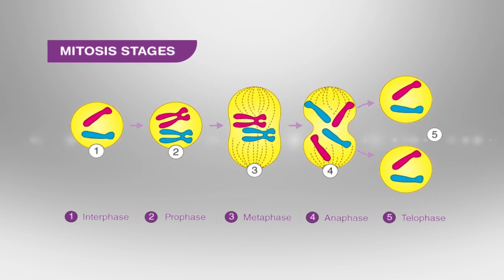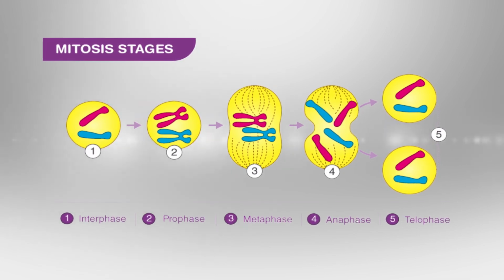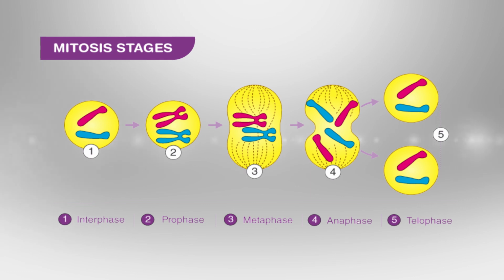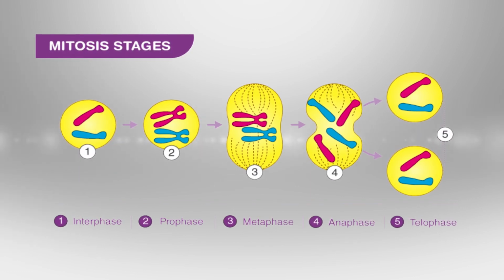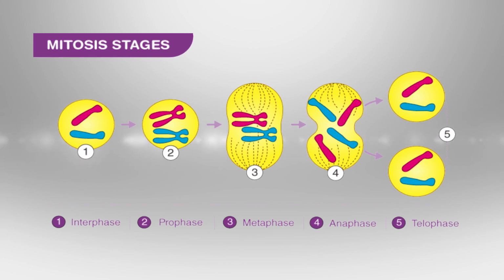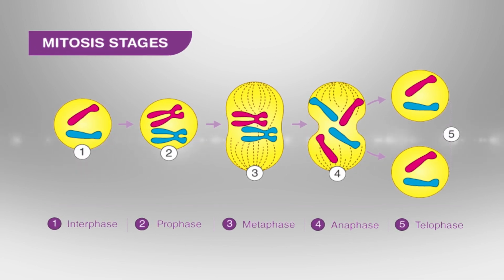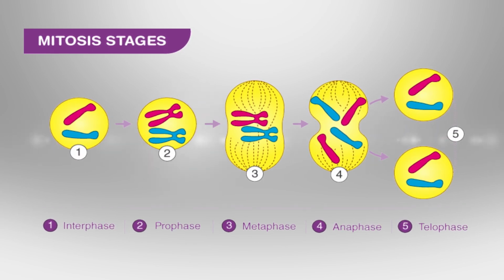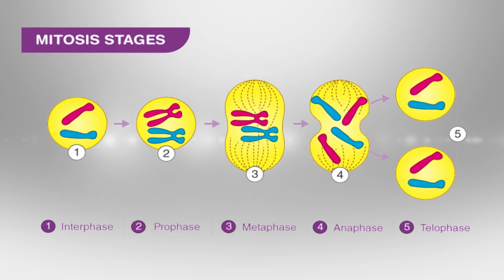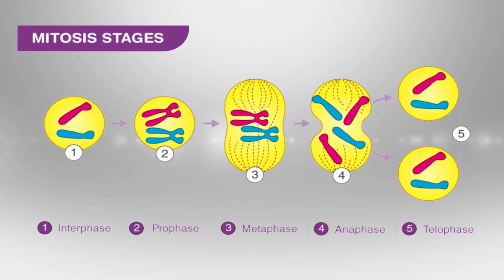Mitotic phase, this is another phase that we call the mitotic phase. It includes mitosis, nuclear division, and cytokinesis, that means cytoplasmic division. So, both types of division have been covered in this mitotic phase. It results in genetically identical daughter cells.